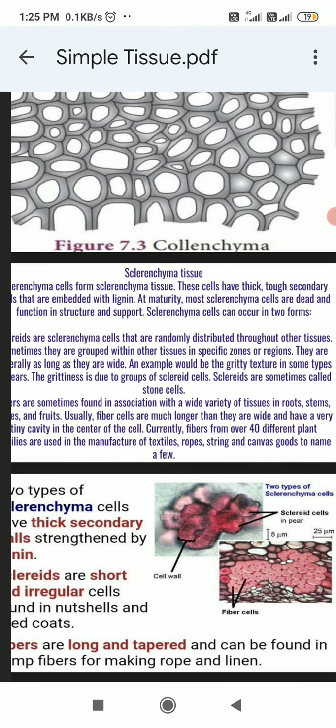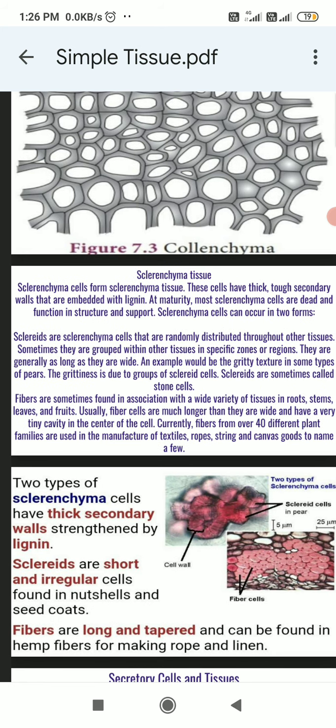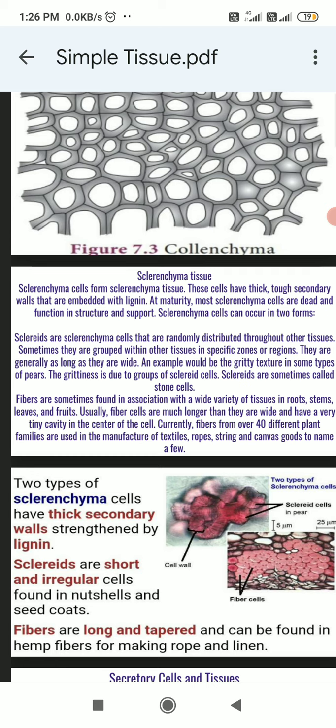Sclerenchyma cells can occur in two forms, that is sclereids and fibers. First of all, sclereids are sclerenchyma cells that are randomly distributed throughout other tissues. Sometimes they are grouped within other tissues in specific zones or regions. They are generally as long as they are wide. An example is pear cells.